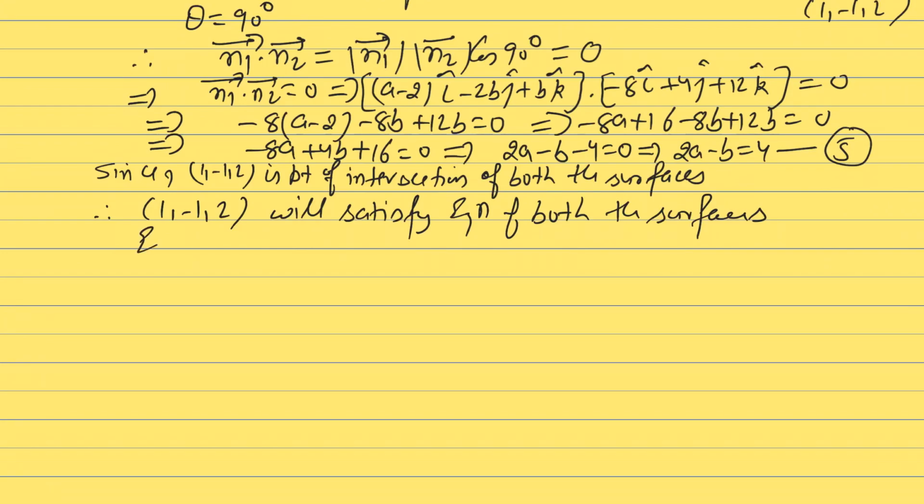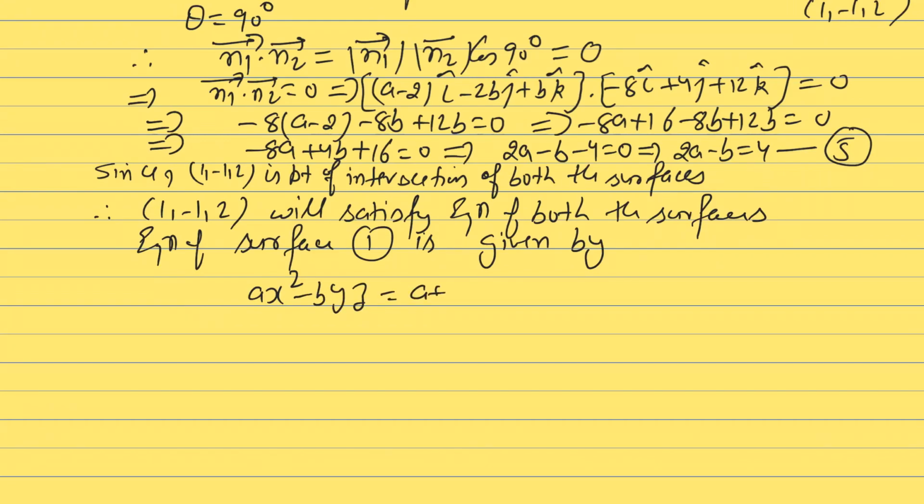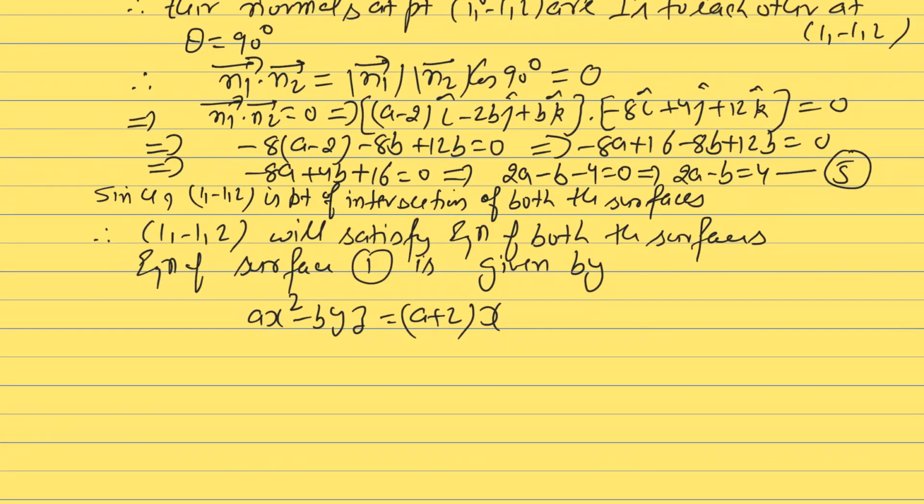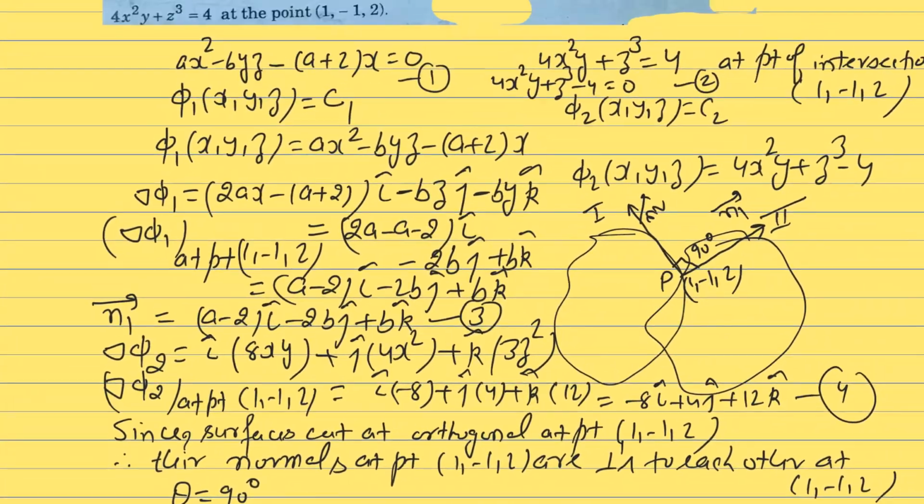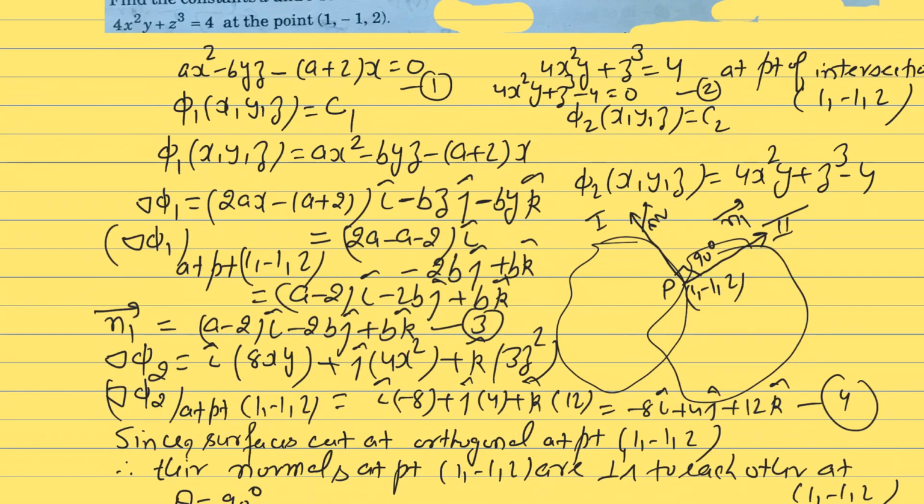And we know the equation of surface 1. So what is the equation of surface 1? It will be ax square minus byz is equal to a plus 2x. This is the given equation. You can again have a look at it. This is the equation number 1.